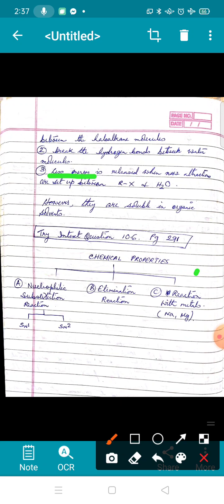Now I am giving you a homework. Please try to solve in-text question 10.6. In my book it is page 291. After that we shall begin with the chemical properties.